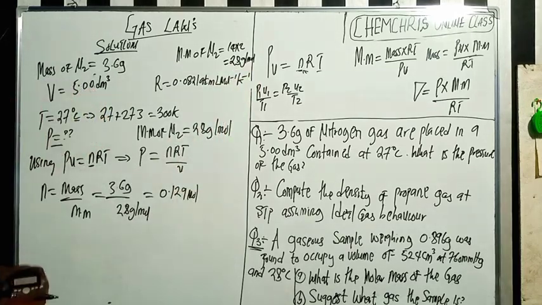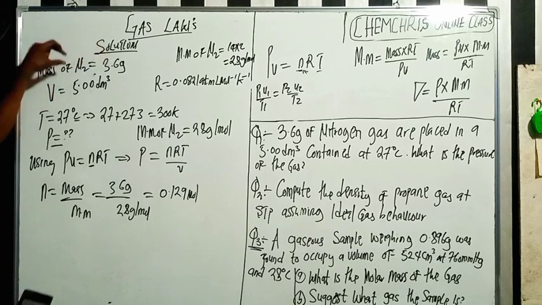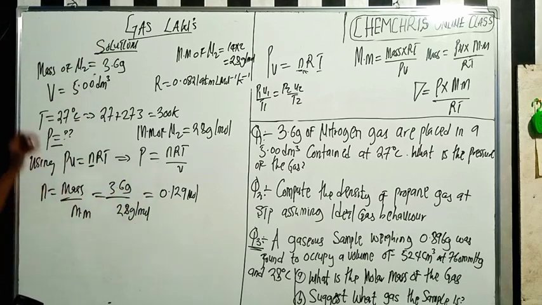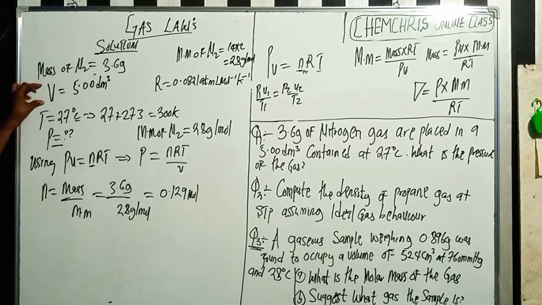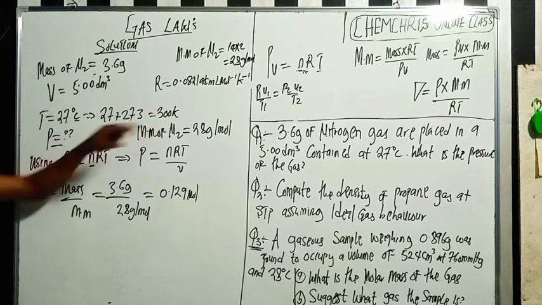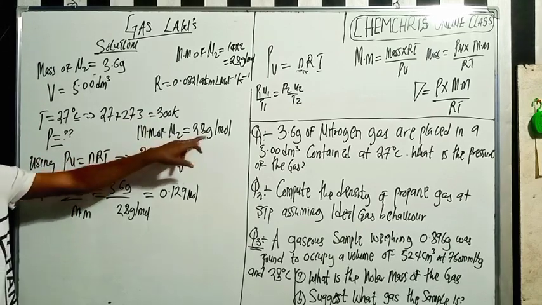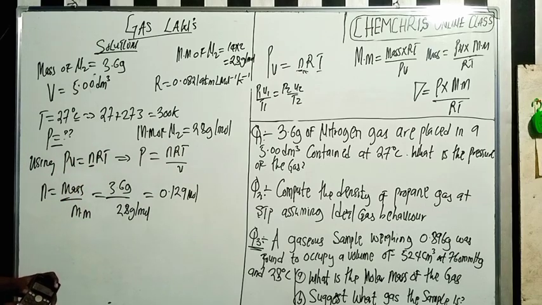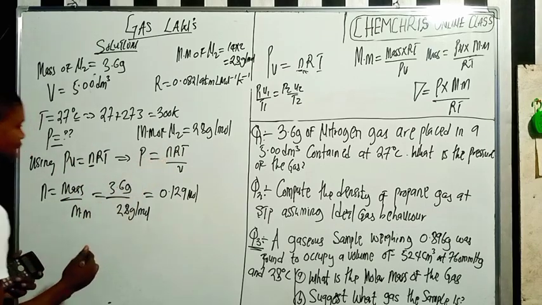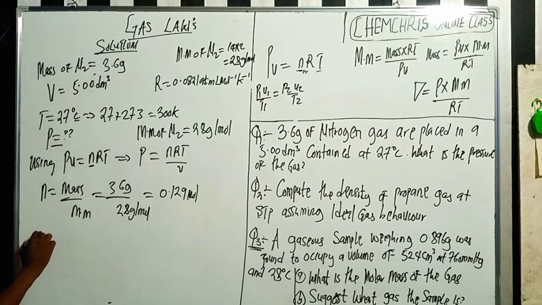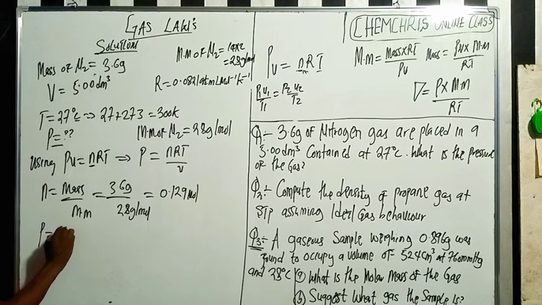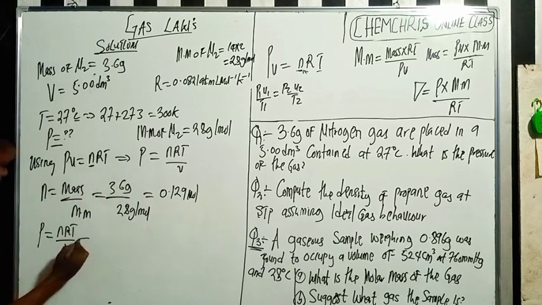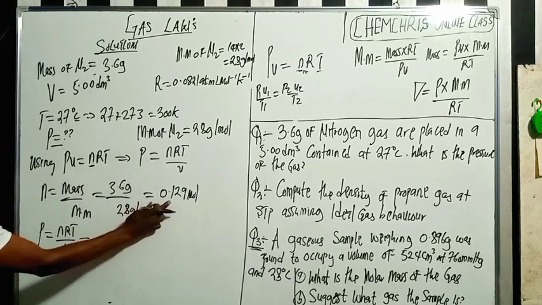So here I have the mass, which I've used to calculate the mole already, right? Here I have my volume. Here I have my temperature, which is 300. Here I have my molar mass, right? So what I want to do here is apply the formula. So it's going to be P equals nRT over V, because we made P the subject of the formula. Where's my mole? My mole was 0.129.